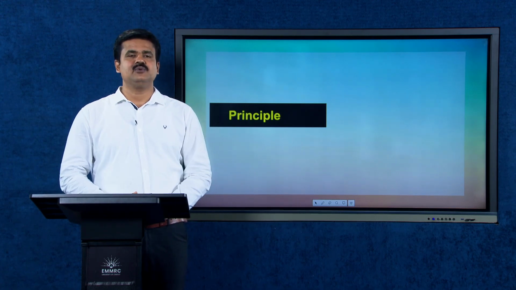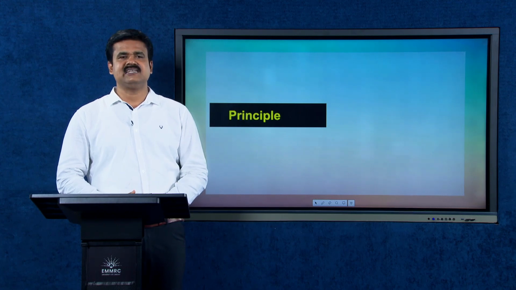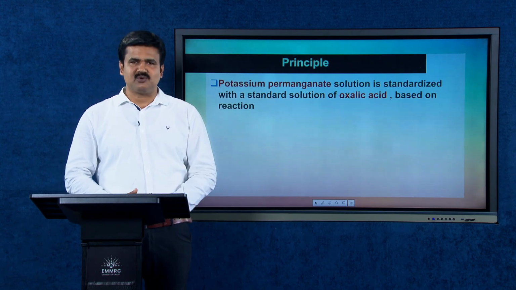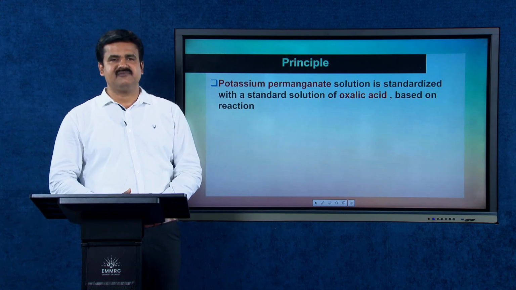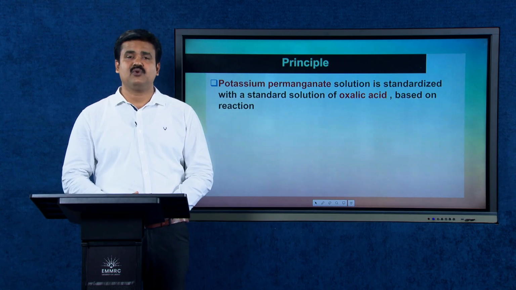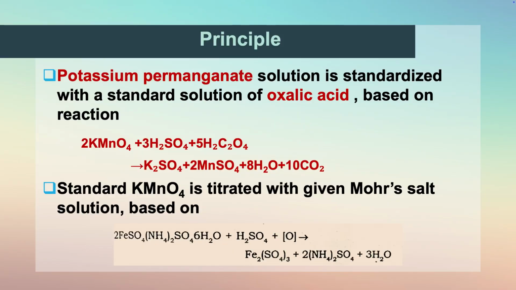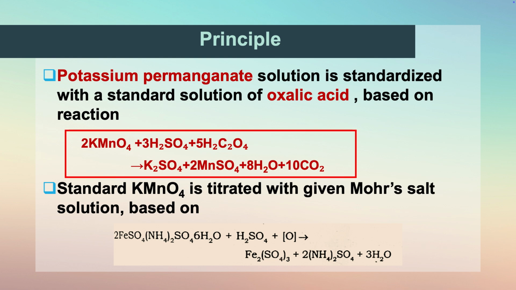We are entering into the principle of the present experiment. Potassium permanganate solution is standardized with a standard solution of oxalic acid based on this reaction. The reaction between potassium permanganate and oxalic acid in acidic medium is shown here: 2 KMnO4 plus 3 H2SO4 plus 5 molecules of oxalic acid produces K2SO4 plus 2 MnSO4 plus 8 water plus 10 molecules of carbon dioxide.